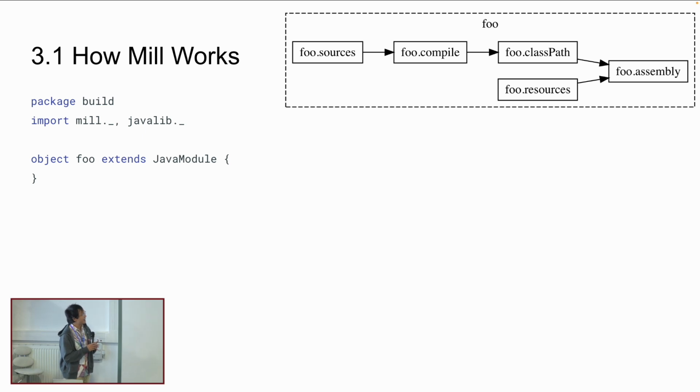So at a glance, Mill basically makes you define objects that inherit from classes or traits. And like any other objects inheriting from classes or traits in Scala, you get methods from these traits. And these methods form a graph, like foo.sources gets used by foo.compile, foo.compile gets used by classpath, and resources get used by assembly. It forms a graph. And in Mill, this method graph becomes your build graph.